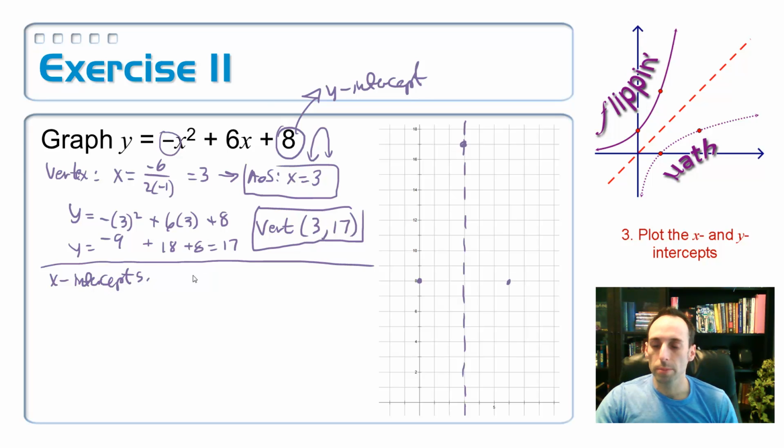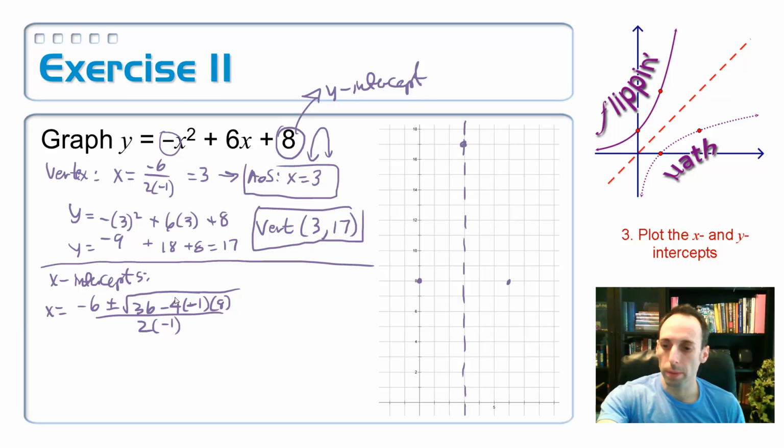So to find the x-intercepts, we could factor that if it's factorable, or we could complete the square, or we could use the quadratic formula. Let's try that one. x is equal to negative b, which is negative 6, plus or minus the square root of b squared, or 36, minus 4 times negative 1 times 8, which is my c, all over 2 times a, negative 1.